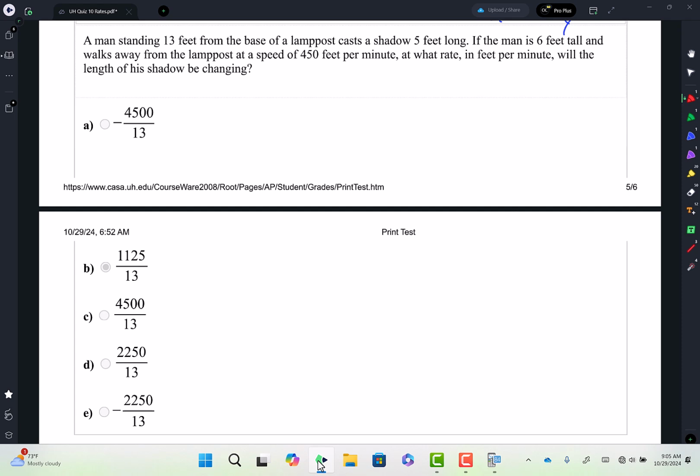A man standing 13 feet from the base of a lamppost casts a shadow 5 feet long. All right, guys, focus. If the man is 6 feet tall and walks away from the lamppost at a speed of 450 feet per minute, at what rate in feet per minute will the length of his shadow be changing? I love it.